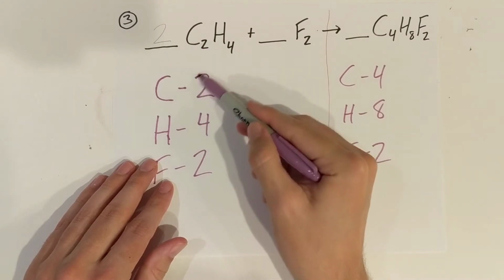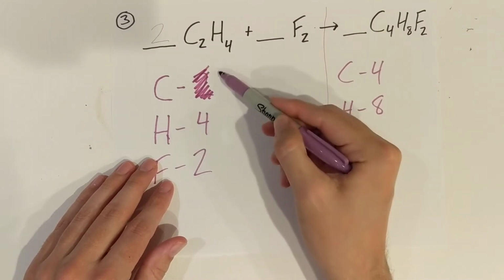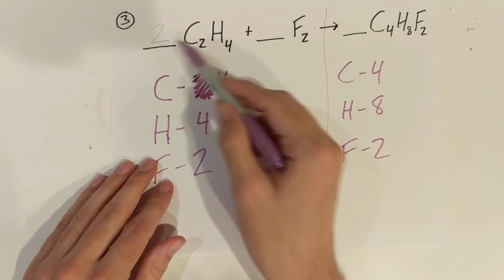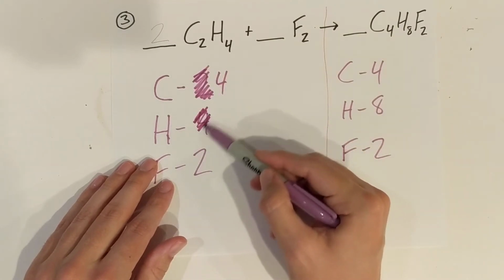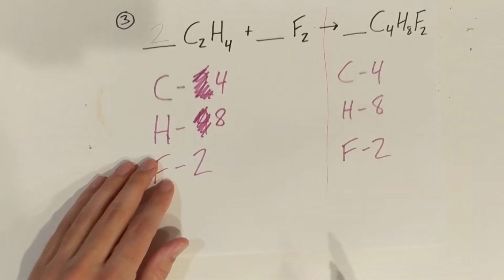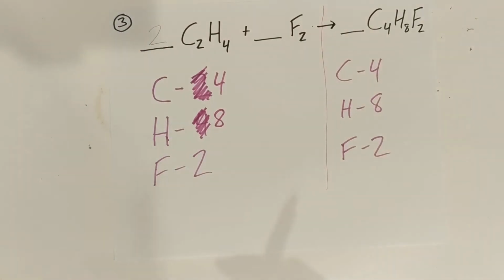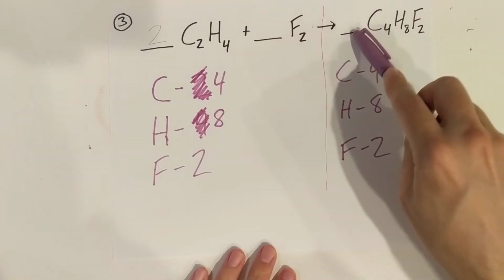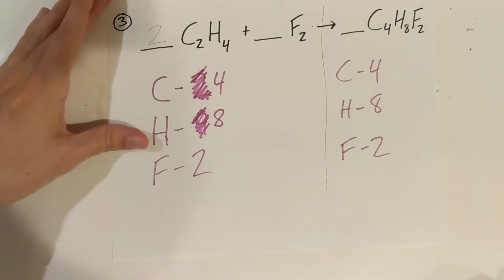Now we have 2 times 2. We got 4 carbon. And 2 times 4, 8 hydrogen. So just by changing that one coefficient, that is now balanced. So this would be a 1, and that would be a 1 as well.